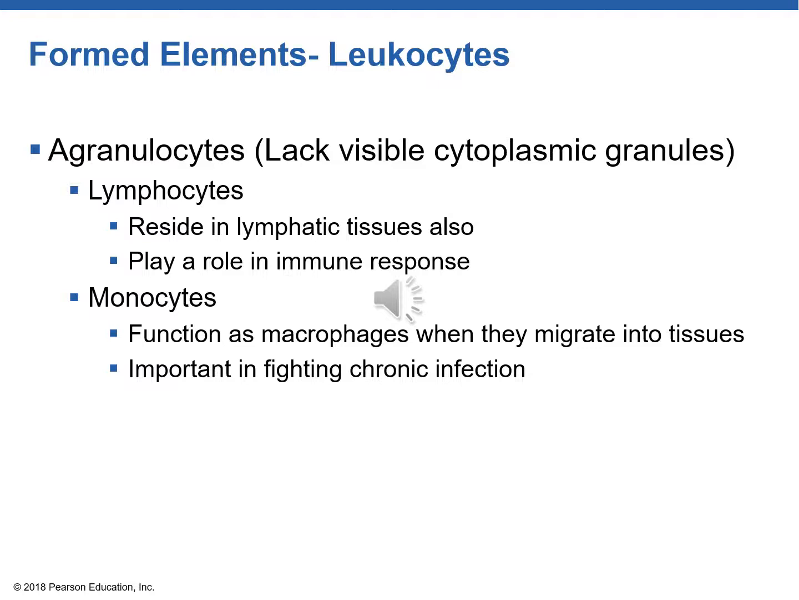So the two types of agranulocytes are lymphocytes and monocytes, and as it mentions here, lymphocytes mostly are in lymphatic tissue, but they're also in blood, and they do play a role in the immune system. We're going to actually look at two types of lymphocytes when we look at the immune system, B cells and T cells, so we're going to further divide those lymphocytes later on.